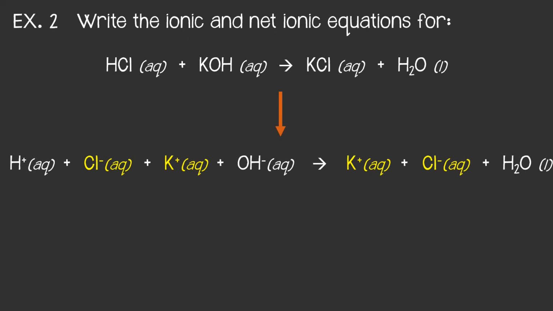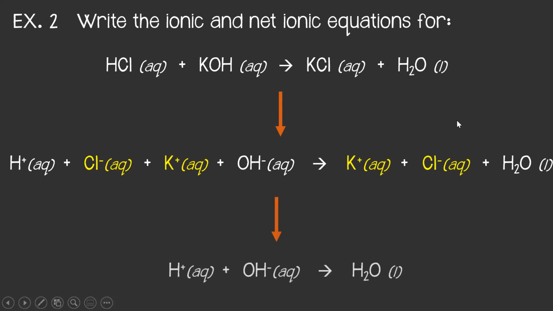So what would a net ionic equation be? So you should just have H+ and OH- on your reactant side, and then water as a liquid on your product side. Hardest part is doing the ionic equation from the formula. If you do the ionic equation right, and you identify the spectator ions appropriately, you should have no problems with the actual net ionic equation.